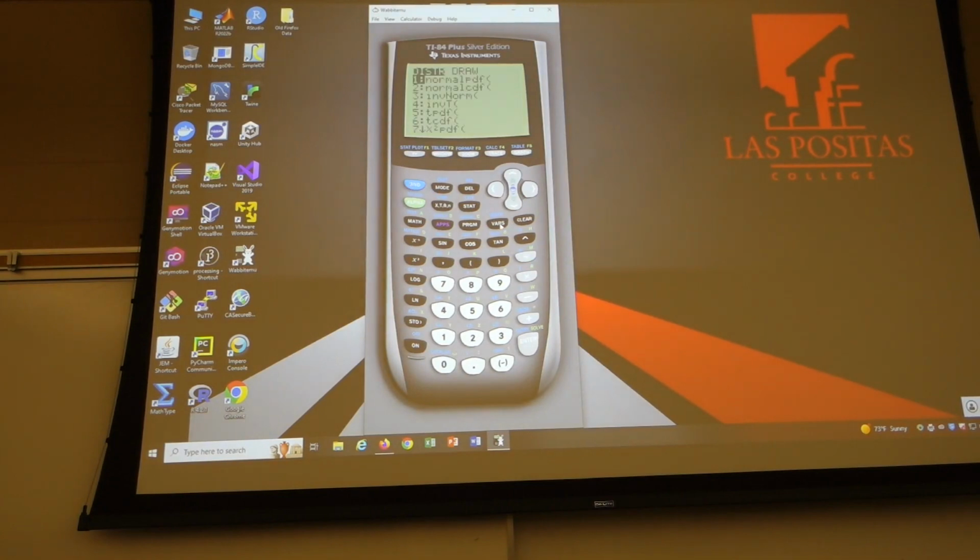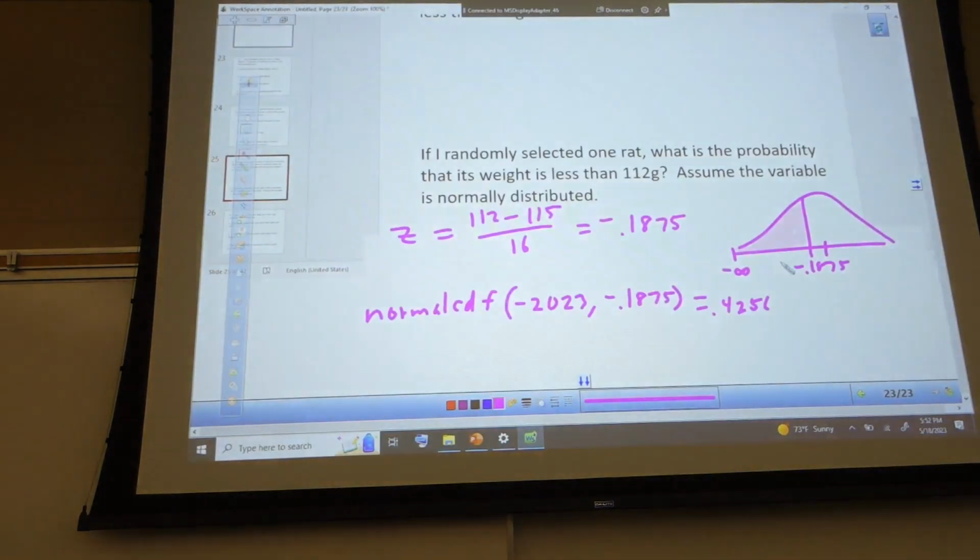Second bars, normal CDF. Just get practice doing that normal CDF. It's been a long time, right? Negative, I'm just going to use negative 222 because it's easy, it's large. Negative 0.1875. And we get 0.4256. 0.4256 is the value inside the shaded area.